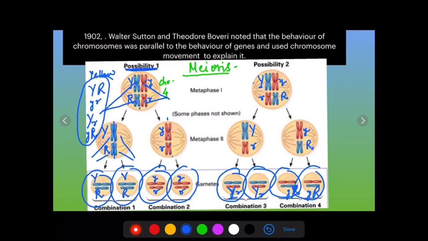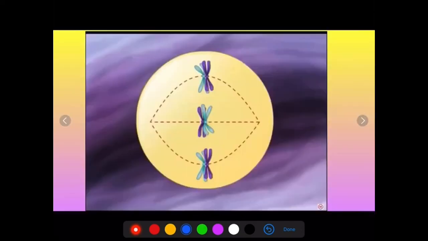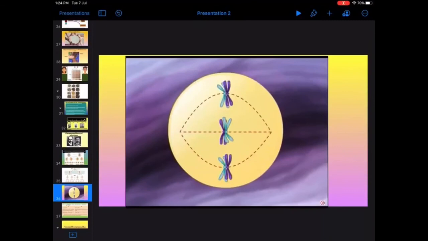So what they said was that the behavior of chromosomes was parallel to the behavior of the genes, and they used chromosomes to explain this movement. You can have a look once more here: these are the parental types and these are the new ones. You can have a look at this video, and it will show how the chromosomes can align.